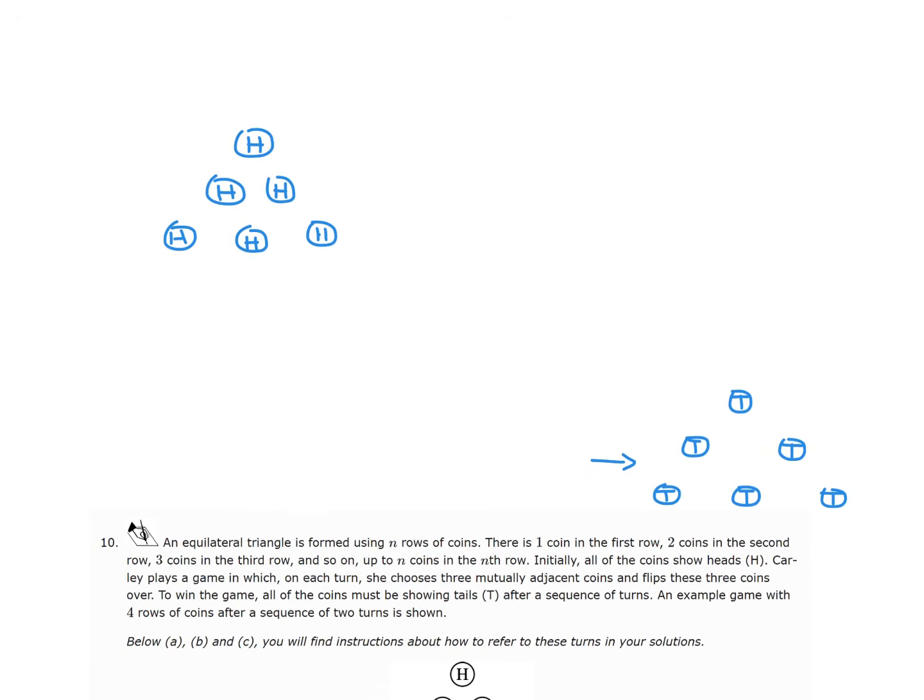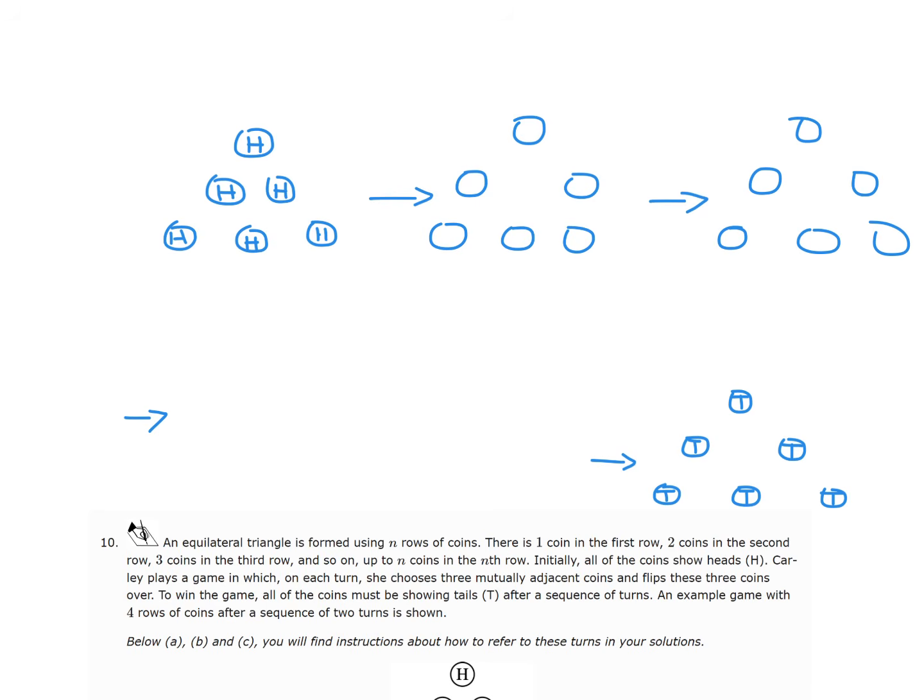Okay, so let's see. 1 turn, 2 turns, 1 turn, 2 turns, 3 turns, and then 4 turns. Yeah. So let me put in the circles first, and then we'll talk about how to. So one turn, 2 turns, 3 turns, and then this is the 4th turn. 1, 2, 3, 4.